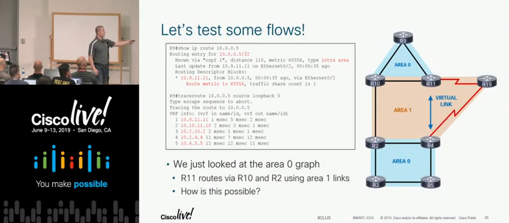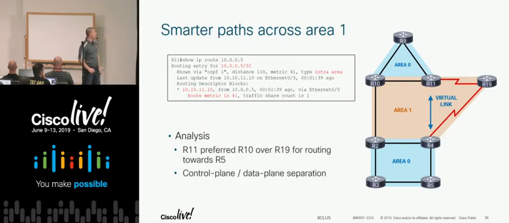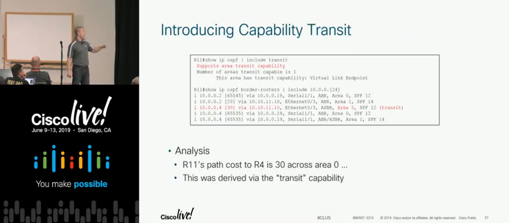Okay, so we tested some flows. The traceroute shows the path kind of makes a C around the left side of the network. When we look at the route, we see that R1 is preferring R10 to send that traffic as opposed to following the path of the virtual link. And that's due to the capability transit. And when we looked at our border routers, it revealed that transit capability.